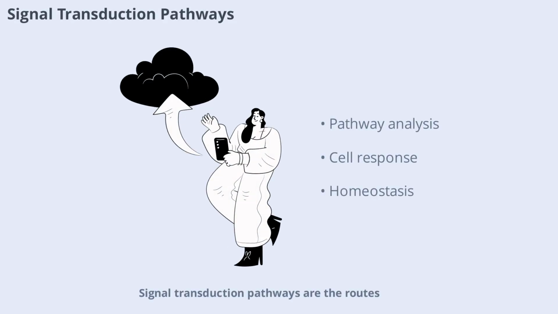Signal transduction pathways are the routes by which cells respond to external stimuli. These pathways involve a series of molecular events that transmit information from the cell surface to the nucleus. Interpreting these pathways helps scientists understand how cells make decisions, adapt to changes, and maintain homeostasis.